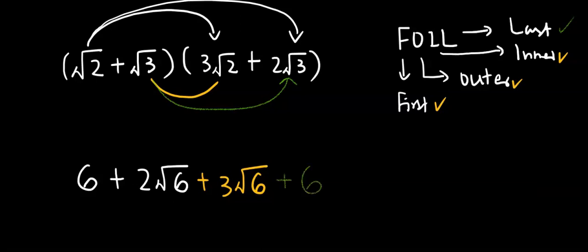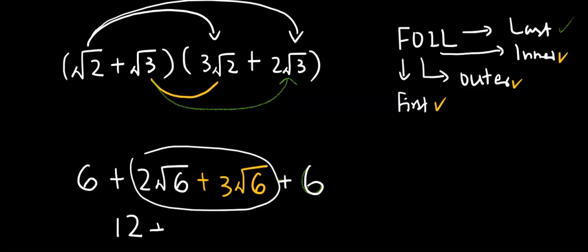Now, 6 plus 6, that's 12. And combine like terms. That's 12 plus 5 square root 6.